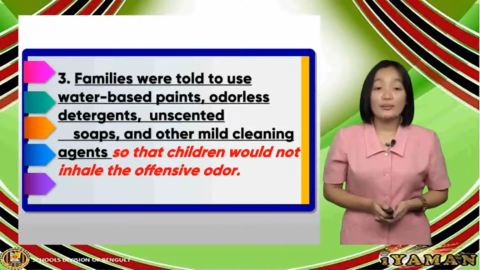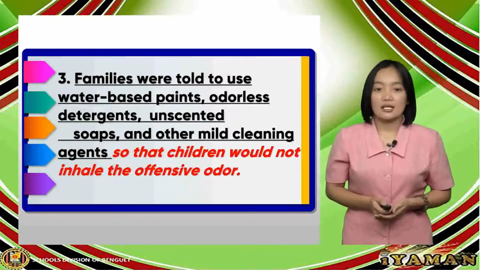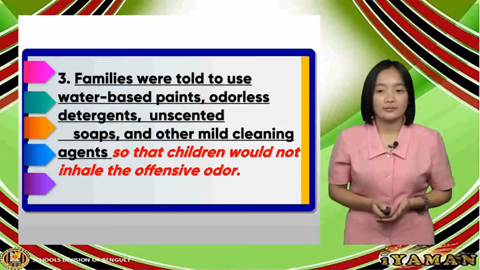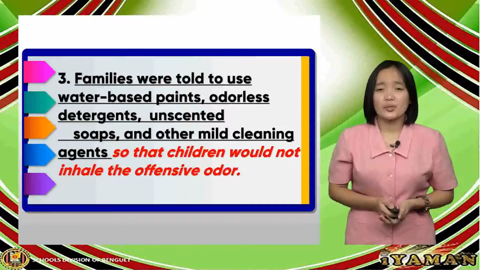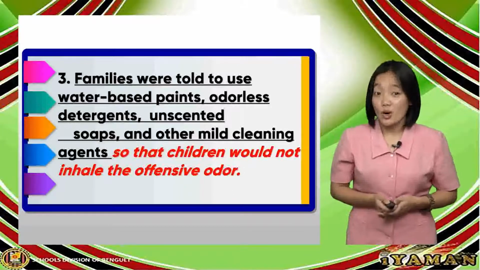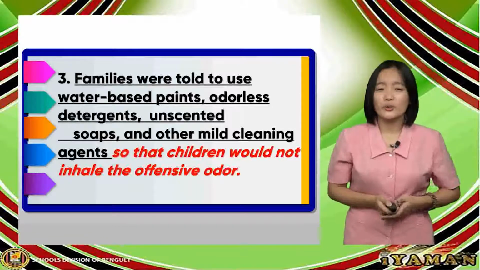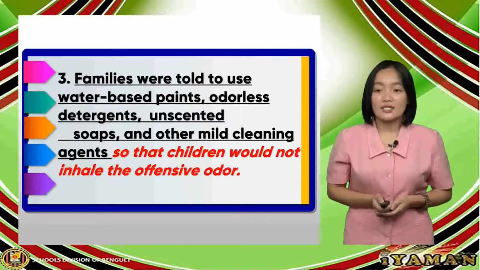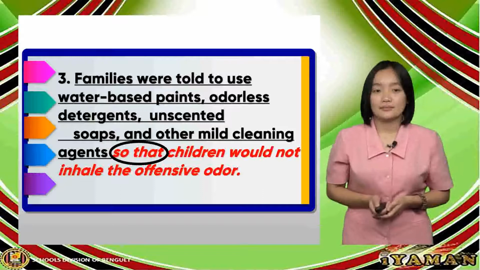Third, families were told to use water-based paints, odorless detergents, unscented soaps, and other mild cleaning agents so that children would not inhale the offensive odor. What clause shows the problem? What clause shows the solution? What subordinating conjunction or transition word is used to connect the ideas together? In this example, we used the subordinating conjunction so that.